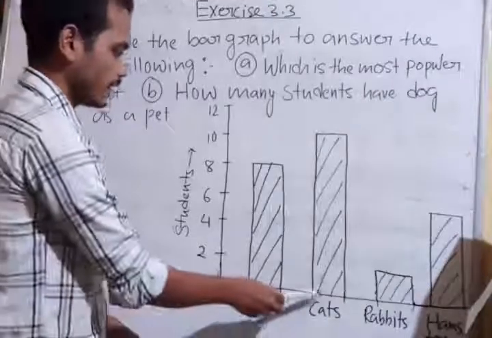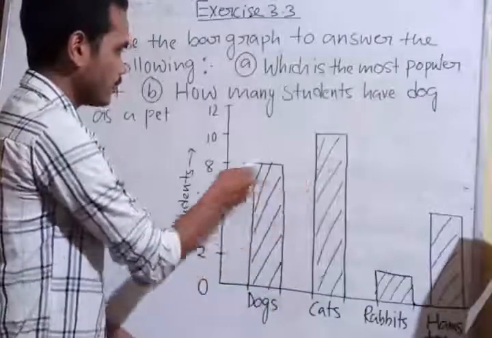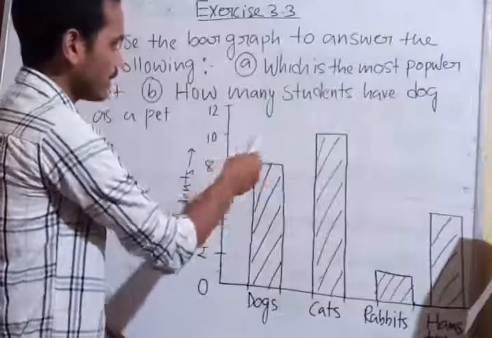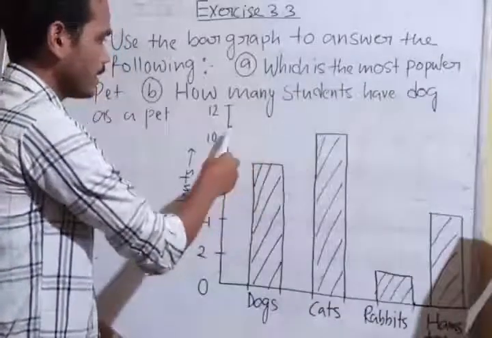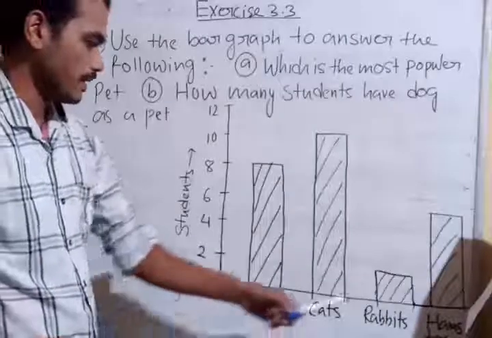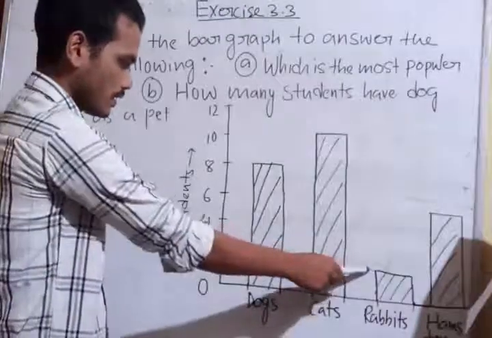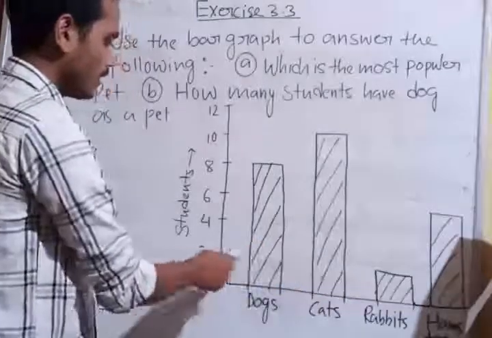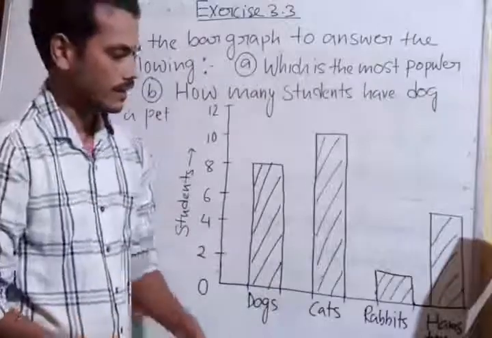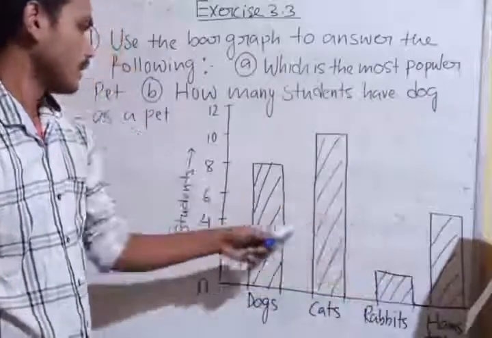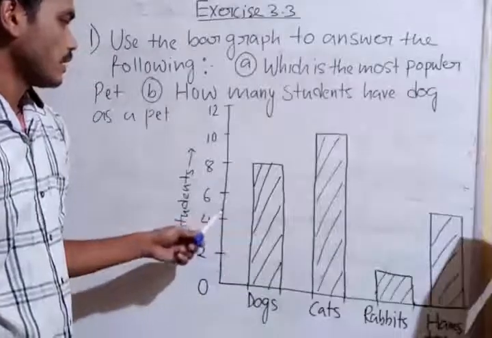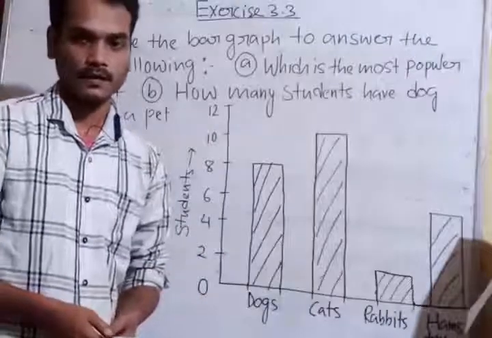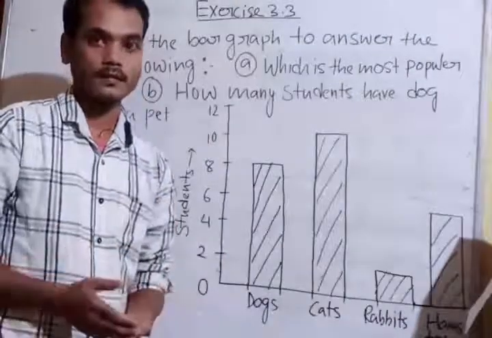Now the next one is cat. If you see this cat bar, it goes up to the number 10, which means 10 students have a cat as a pet. Now the next one is rabbits. If you see, this is equal to the number 2, which means 2 students have a rabbit as their pet. Then the next one is hamster. If you see hamster, it is in between 4 and 6, so you can say 5 students have hamsters as pets. So it is very easy to read the bar graph.